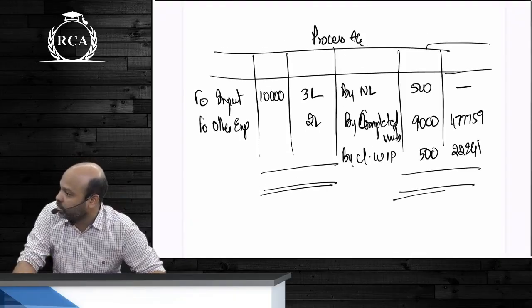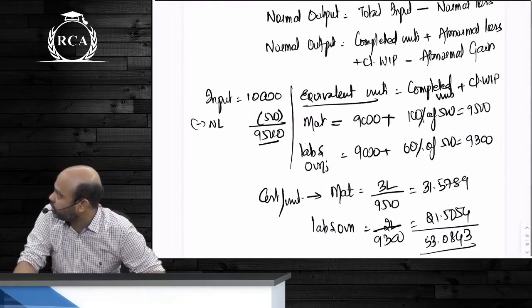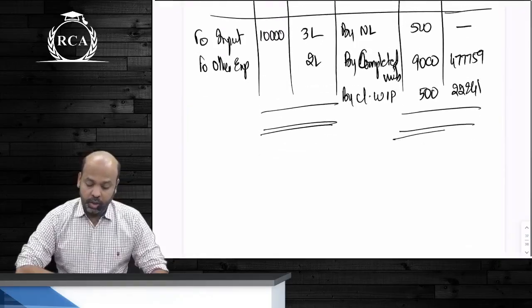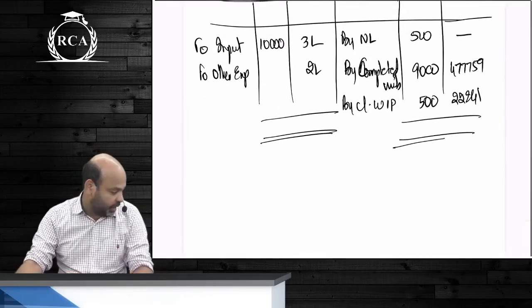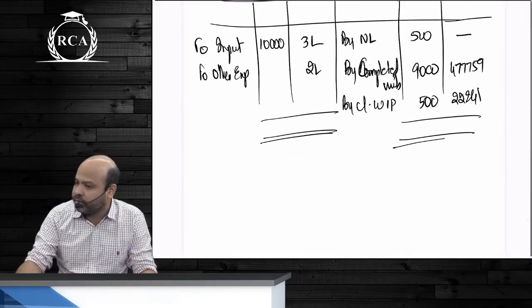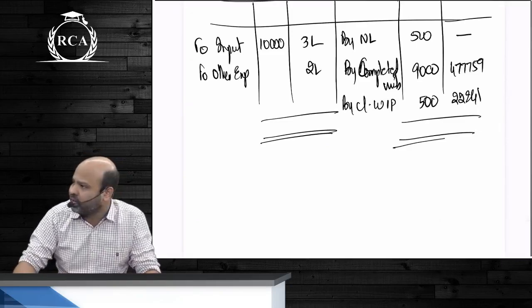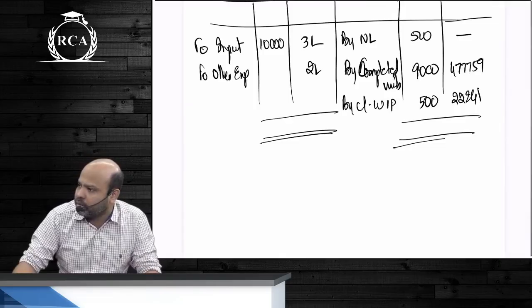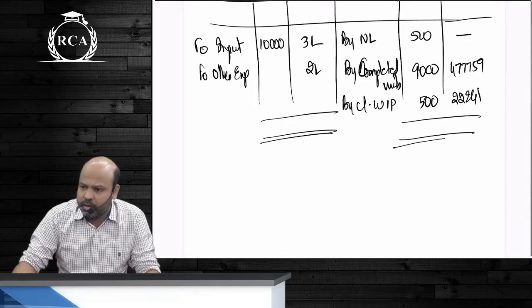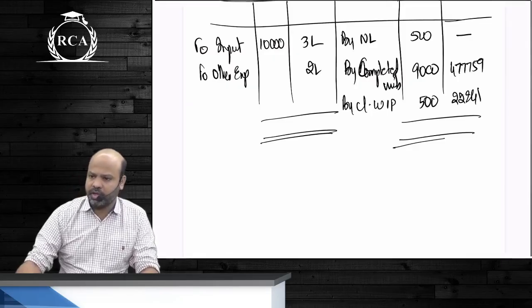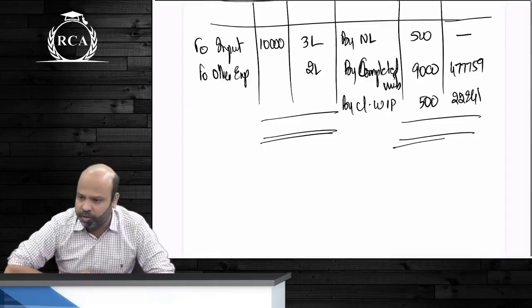So on my end, this is what you will do if there's normal loss to start with. Start writing example 5, same as example 4, except normal loss has a scrap value of 10 rupees per unit.